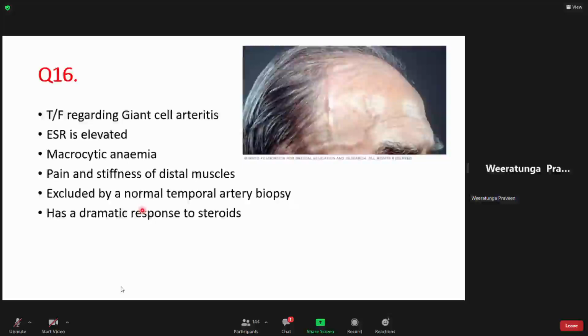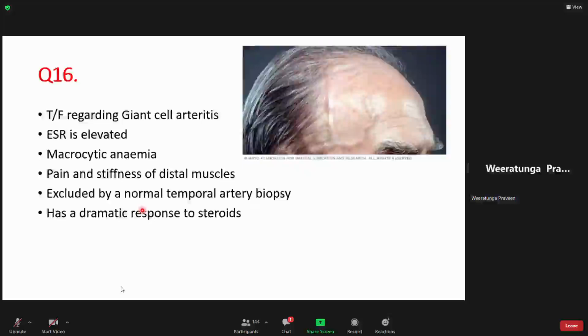Sometimes temporal arteritis can cause blindness because of retinal vascular involvement. It can also be associated with polymyalgia rheumatica, which causes pain and stiffness of the proximal muscles. The headache in temporal arteritis has a dramatic response to steroids.